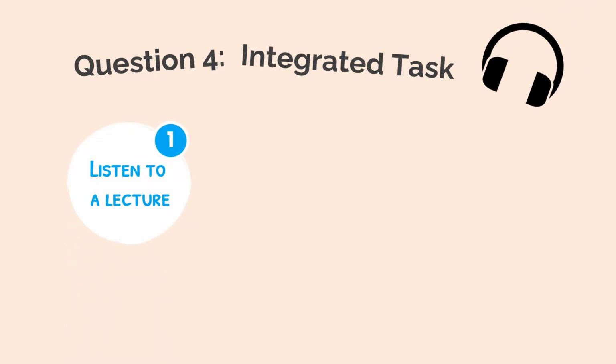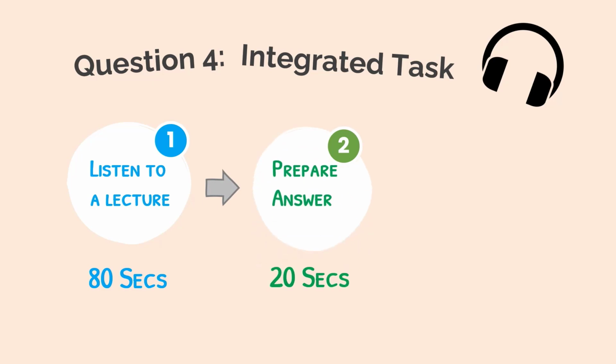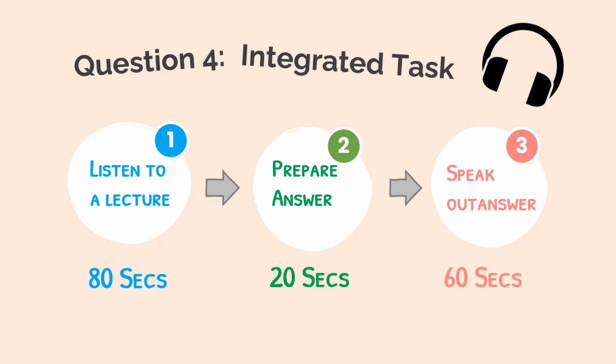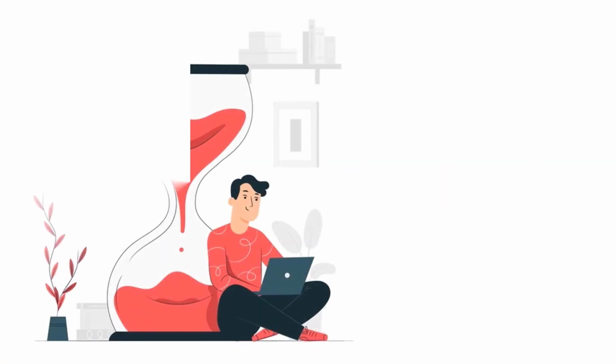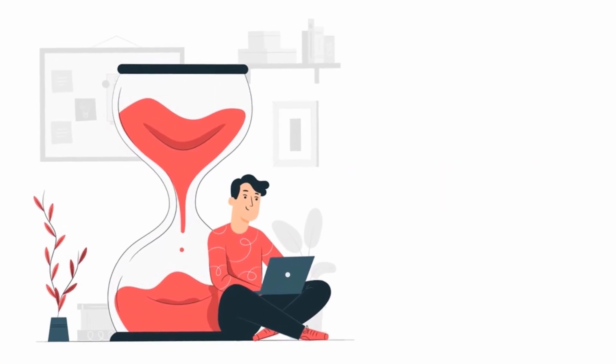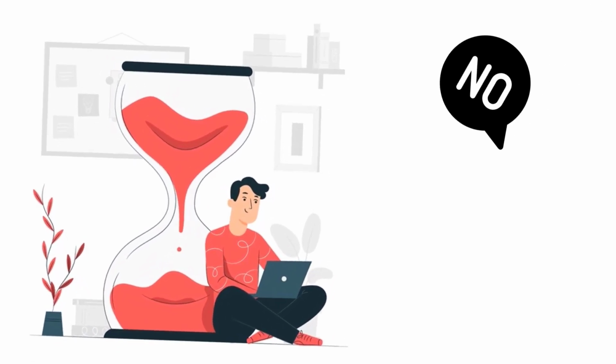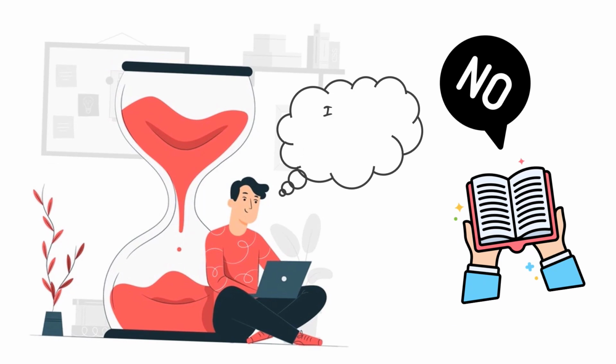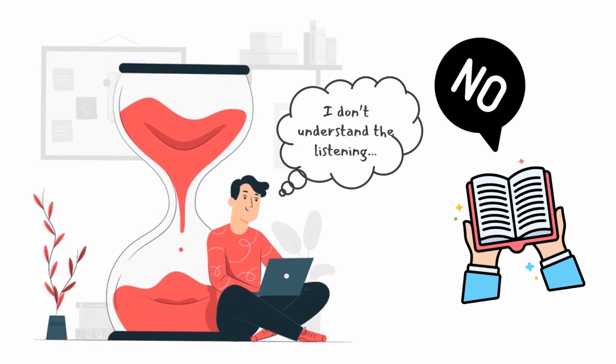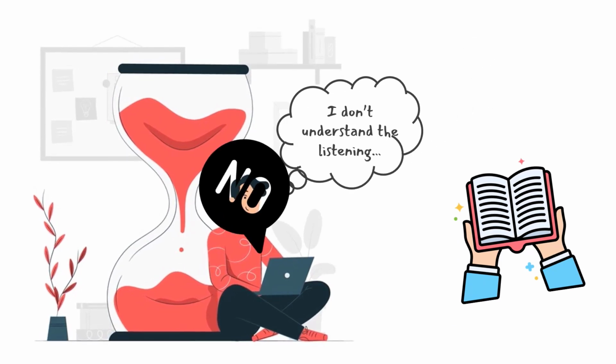Speaking Question 4 is an integrated task with only listening. You will listen to an academic lecture for about 80 seconds. Then prepare your response for 20 seconds. Then summarize and say your answers in 60 seconds. Like the other speaking tests, time is so tight. And the hardest part is that this speaking question 4 doesn't have reading. If you miss the information in listening, you will not be able to say it later.